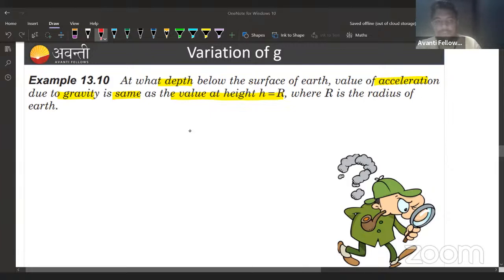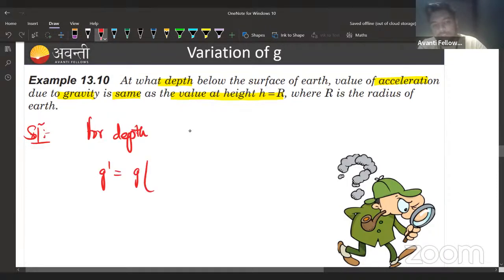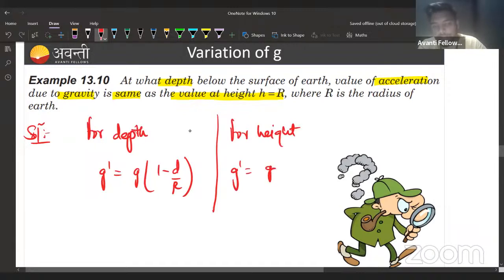Okay, let me solve this question. First of all, let us discuss what the formulas are. For depth, g dash is equal to g into 1 minus d by r, right? And for height, we have the formula g dash is equal to g upon (1 plus h by r) whole square.